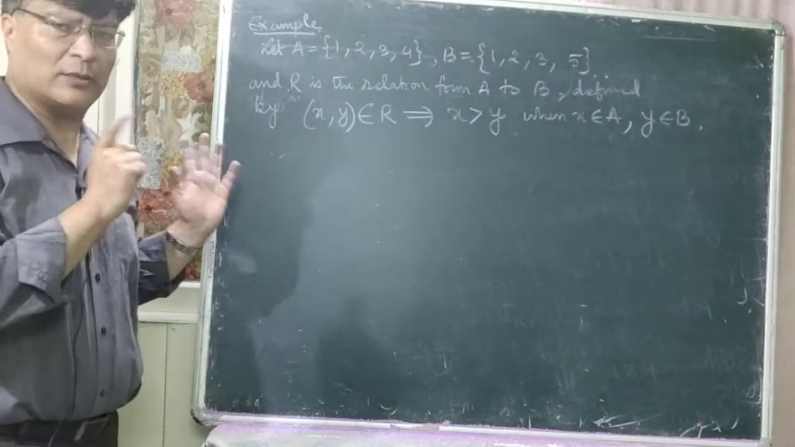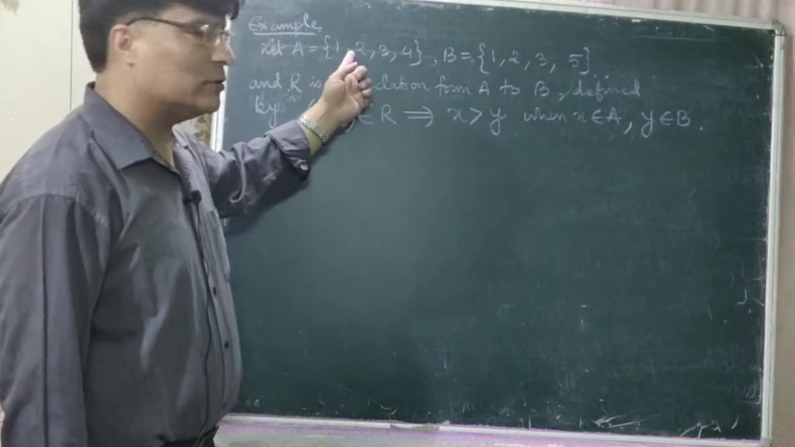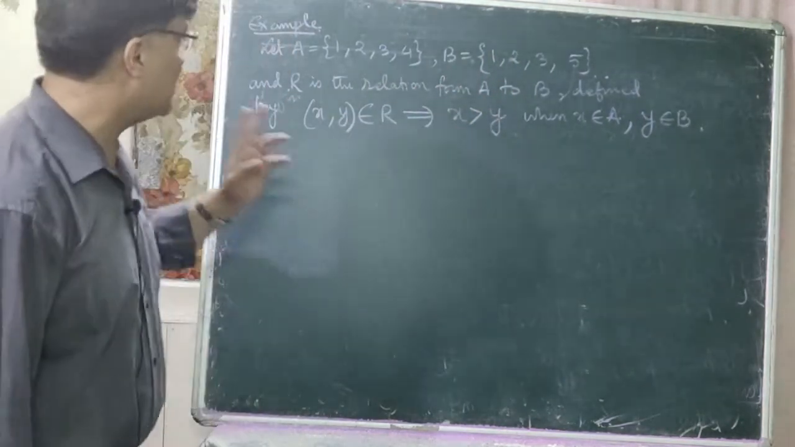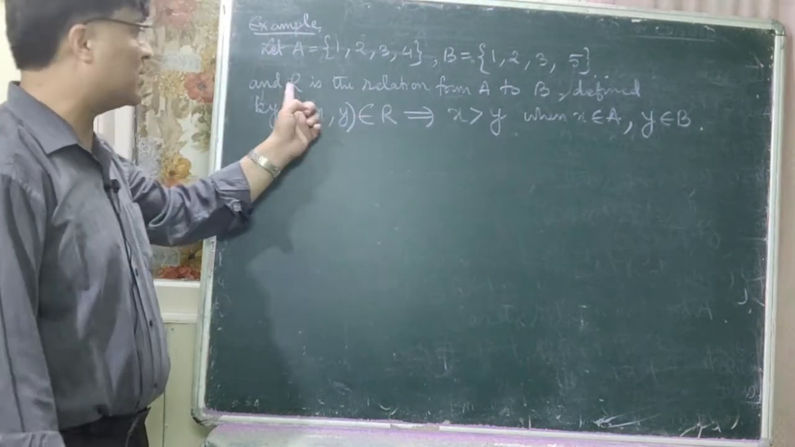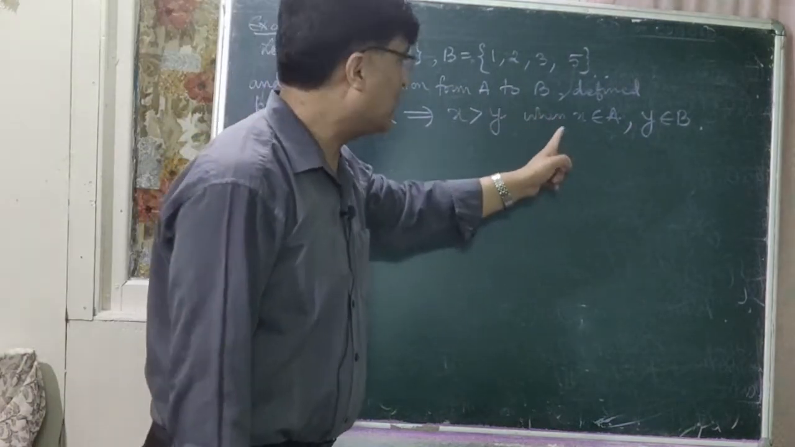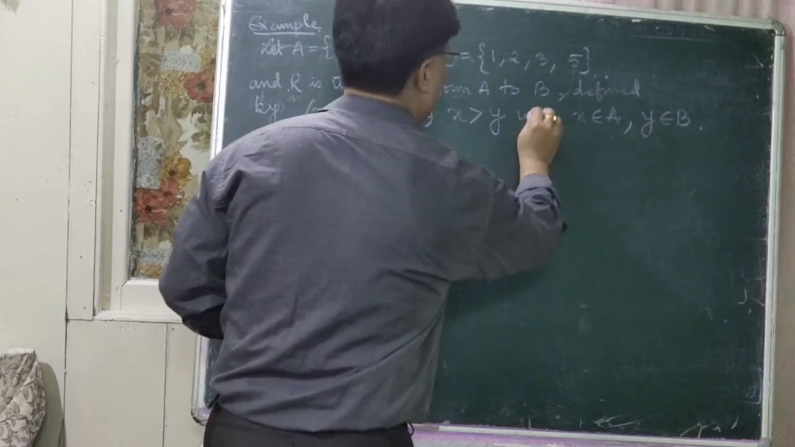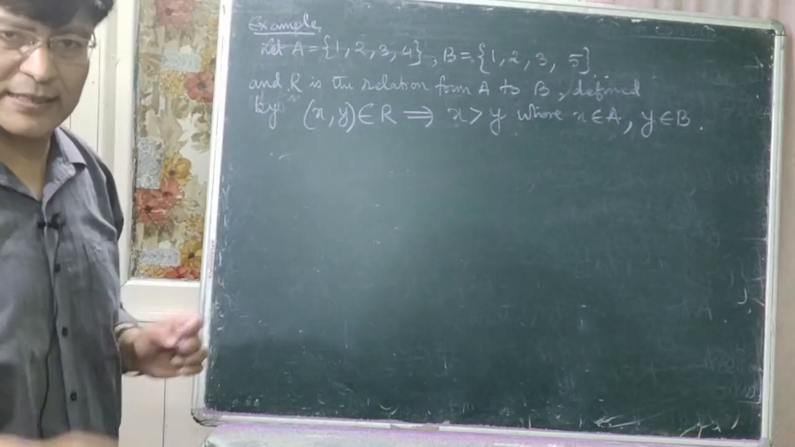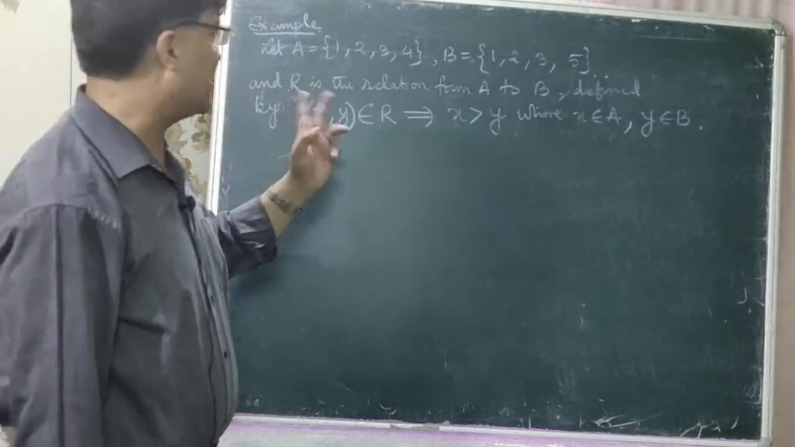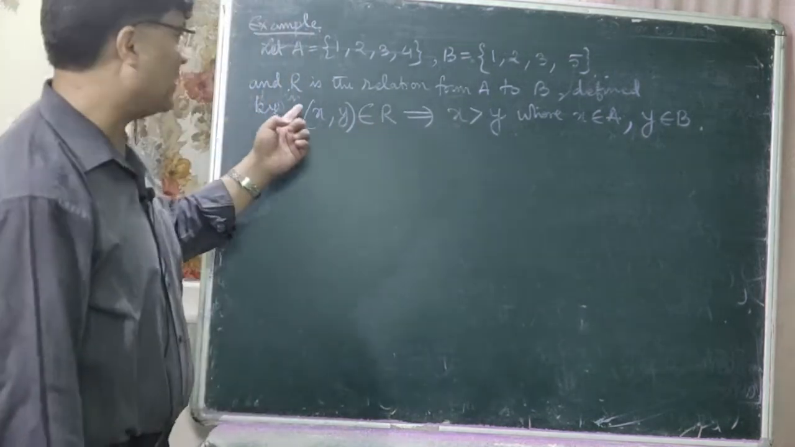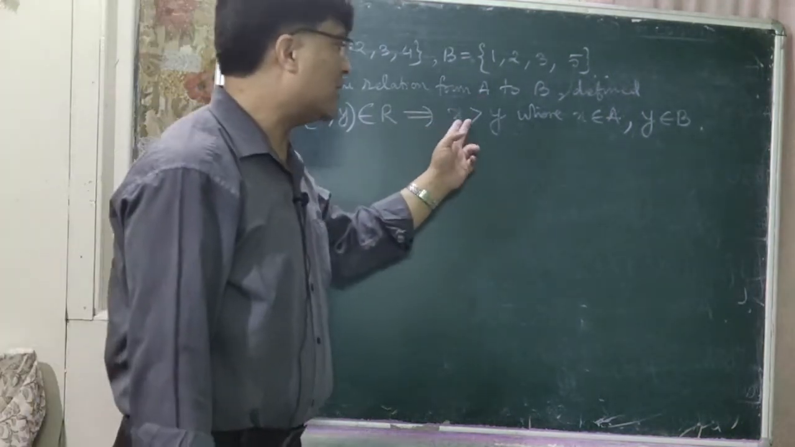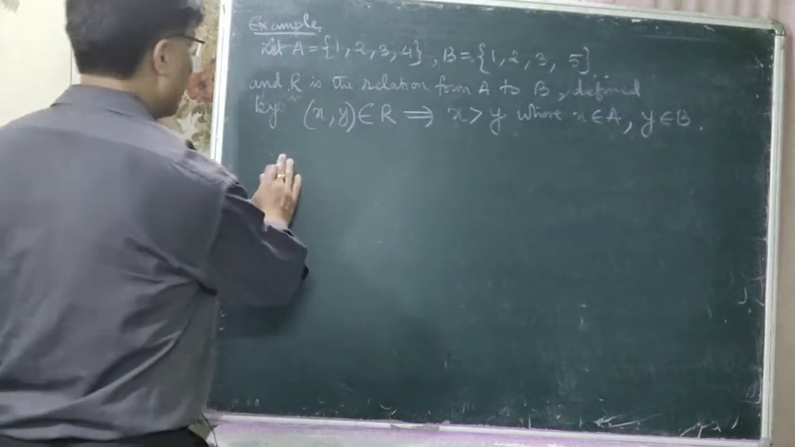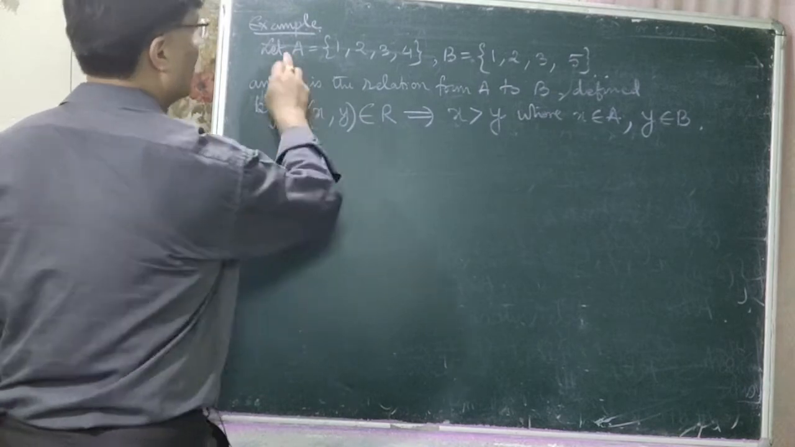So now this is just like a question. Let the set A be equal to 1, 2, 3, 4, and the set B be equal to 1, 2, 3, 5. And R is the relation from A to B, which is defined as X, Y belongs to the relation R, which implies that X is greater than Y, where X belongs to capital A and Y belongs to capital B. Is that clear? So now you have to write down the set of ordered pairs X, Y such that instead of A, B, it is given as X, Y. And here X is greater than Y, where X belongs to capital A and Y belongs to capital B. Is that clear? Now you have to find out the relation R from A to B.